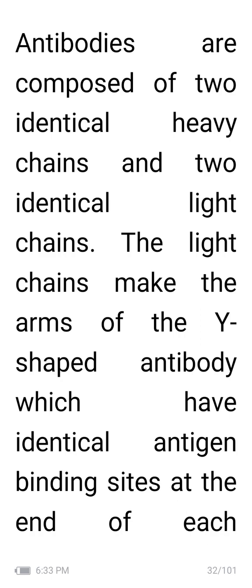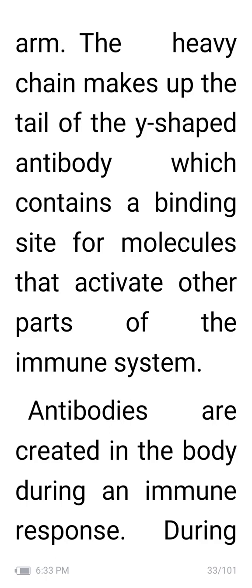Antibody binding specificity. Antibody engineering has become an emerging field because of antibodies' ability for specific binding. The reason antibodies have such specific binding properties is because of their structure. Antibodies are composed of two identical heavy chains and two identical light chains. The light chains make the arms of the Y-shaped antibody, which have identical antigen binding sites at the end of each arm. The heavy chain makes up the tail of the Y-shaped antibody, which contains a binding site for molecules that activate other parts of the immune system.